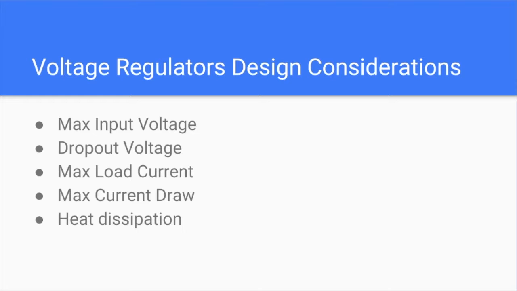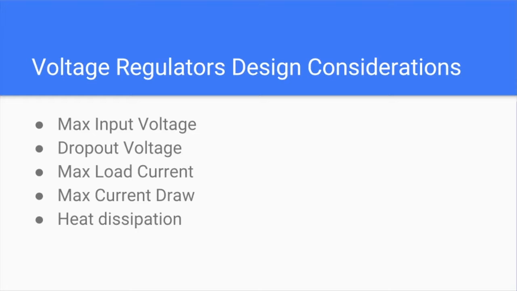First one is max input voltage, right? Obviously a voltage regulator has a maximum input. If you go any higher, that voltage regulator breaks down. So you need to make sure that whatever battery you're using for your mouse, it doesn't exceed this limit for your voltage regulator.